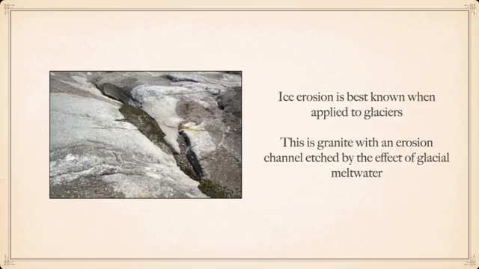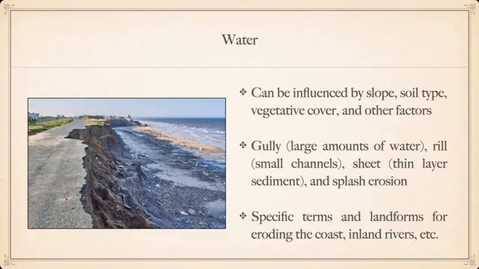They've altered a lot in not only American topography, but other nations around the world. Now, water erosion can be influenced by slope, soil type, vegetative cover, or a lot of other factors. Now, there are different forms of that.